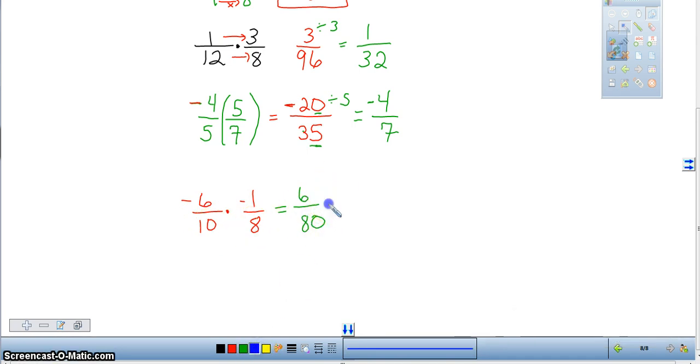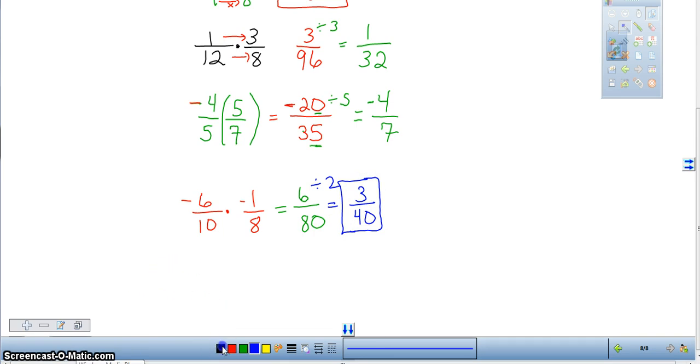Can I reduce that one? Yep, I can divide by 2. So 6 divided by 2 is 3, and 80 divided by 2 is 40. Now I have 3 over 40. Can I reduce any more? No, because 3 is prime. And 40, you can divide by 2, but you can't divide 3 by 2, so you have to stop.